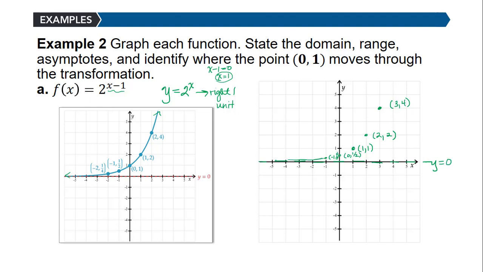When we draw the graph through these points, we get that basic exponential function, which is just shifted right 1 unit. Does this impact the domain? No. The domain of any exponential function will be all real numbers, negative infinity to infinity. The range has not been impacted because we did not shift up or down, so the range is still everything above the horizontal line y equals 0, which will be above 0 or 0 to infinity with an open parentheses. And where did the key point 0, 1 move? Well, 0, 1 through that transformation moved to 1, 1.